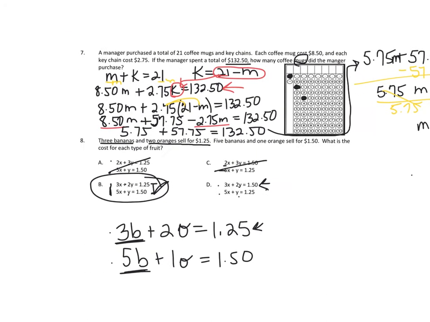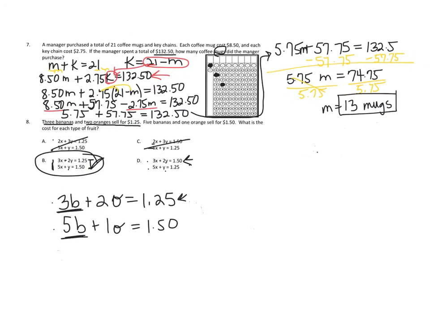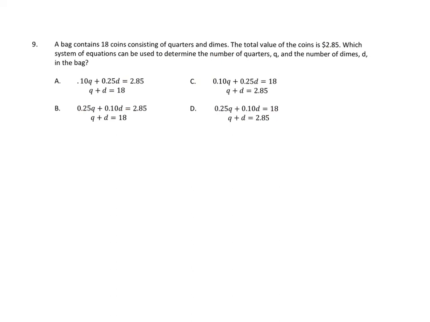All right, let's look at the next example, which is on the next slide, and then we'll be done. Okay, a bag of 18 coins consisting of quarters and dimes. The total value of the coins is $2.85. Which system of equations can be used to determine the number of quarters and the number of dimes in the bag? Okay, so remember that quarters are equal to 25 cents and dimes are 10 cents, okay? So you have to be careful that it doesn't say 10 or 0.1 or something like that.